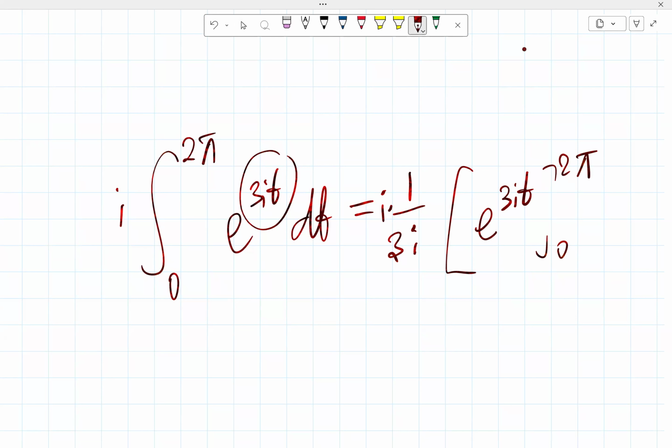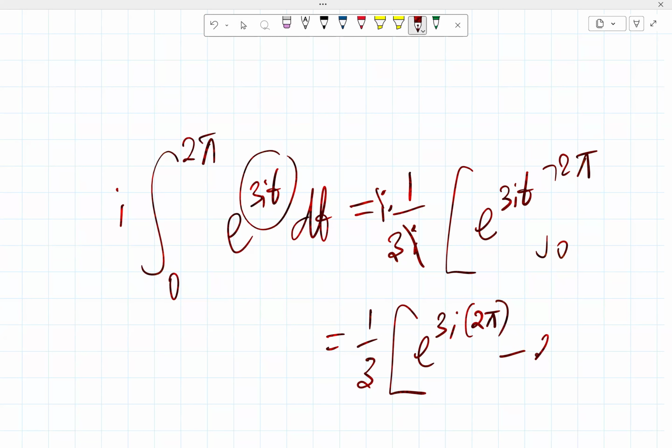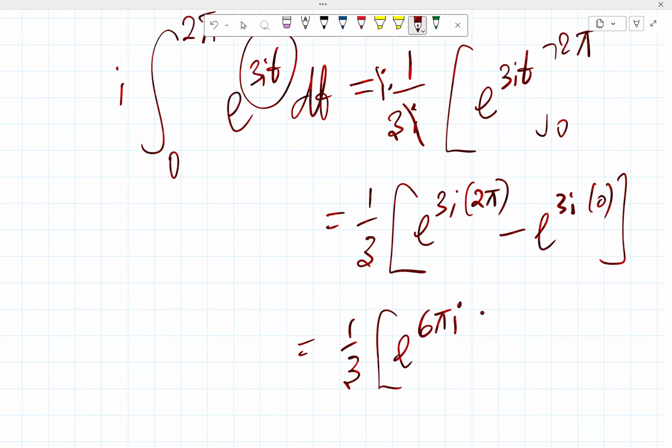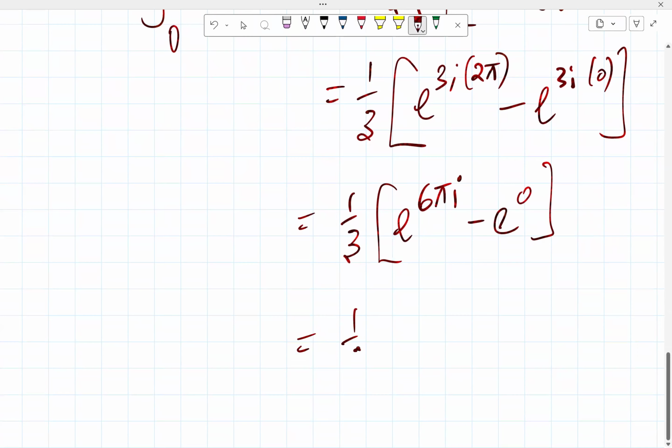Yes, so the i cancels the i already. So we have 1 over 3 into e raised to the power 3i times 2 pi, minus e raised to the power 3i times 0. So that's 1 over 3 into e raised to the power 6 pi i, minus e raised to the power 0. So that's 1 over 3 times e raised to the power 6 pi i minus 1.